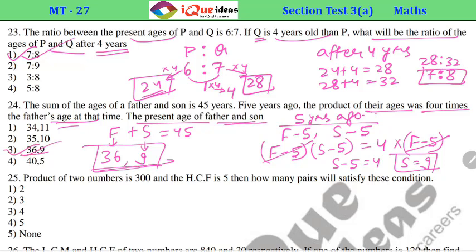That is the correct answer. Alright. Now 25th question. The product of two numbers is 300 and their HCF is 5. Then how many pairs will satisfy this condition?